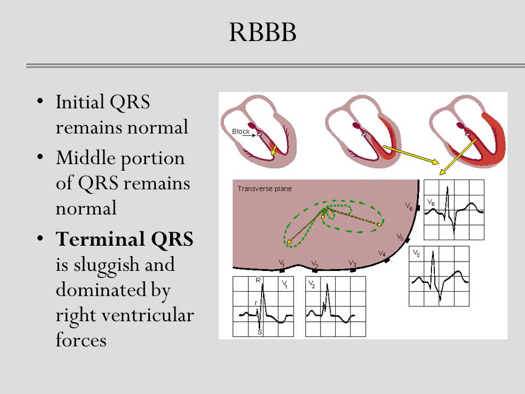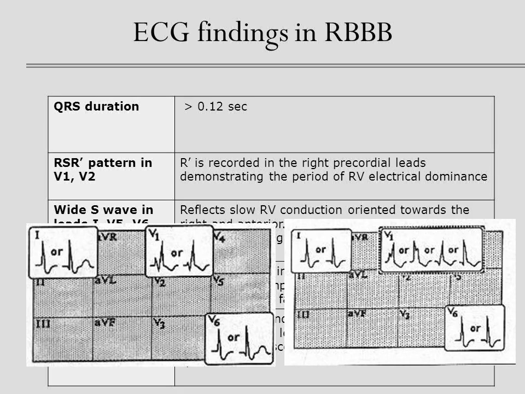Terminal QRS is sluggish and dominated by right ventricular forces. ECG findings in RBBB: QRS duration greater than 0.12 seconds. RSR pattern in V1, V2. The R' is recorded in the right precordial leads, demonstrating the period of RV electrical dominance. Wide S wave in leads I, V5, V6. Reflects slow RV conduction oriented towards the right and anterior. This is the left lateral lead equivalent finding of the RSR' in the right precordial leads.